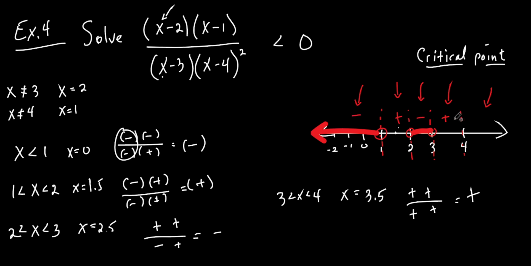Negative, positive, negative, positive. It looks like that should be negative. Would you agree? But let's try a point. What's a super easy number to the right of 4? Let's try 5. So again, we're going to put it in here.